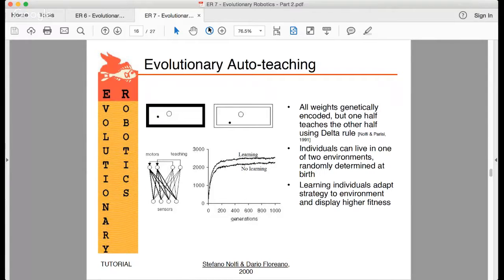Let's move on to evolutionary auto-teaching. All weights genetically encoded, but one half teaches the other half using delta rule. And individuals in this case can live in one of two environments, randomly determined at birth. Learning individuals adapt strategy to environment and display higher fitness. Okay, interesting result. And you can see here in this graph, learning generation and no learning generation. Learning showed better results than no learning.